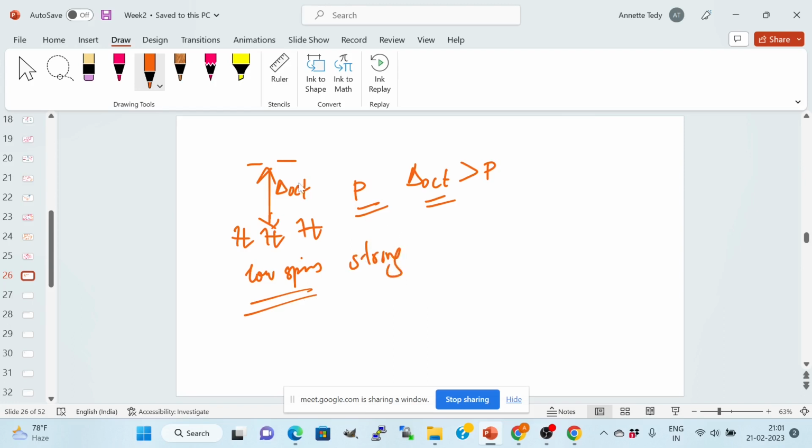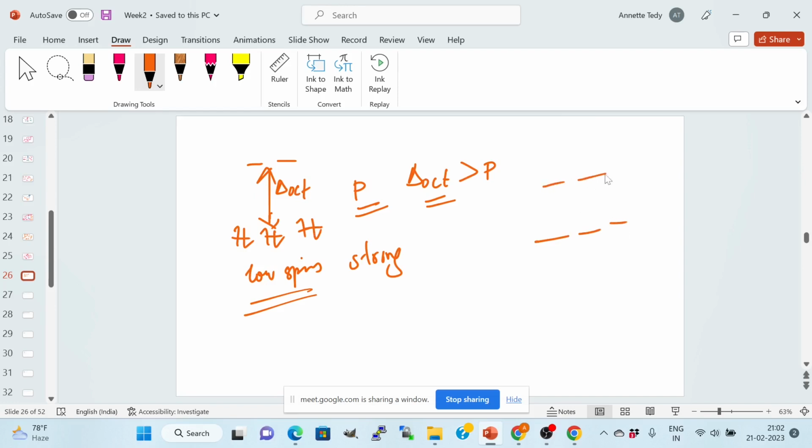For strong field ligand, normally the delta oct will be very large, as we discussed in last class, because the strong field ligand interacts with the metal so much. Because of that, the splitting will be so high. So delta oct is much greater than pairing energy. That is why pairing happens.